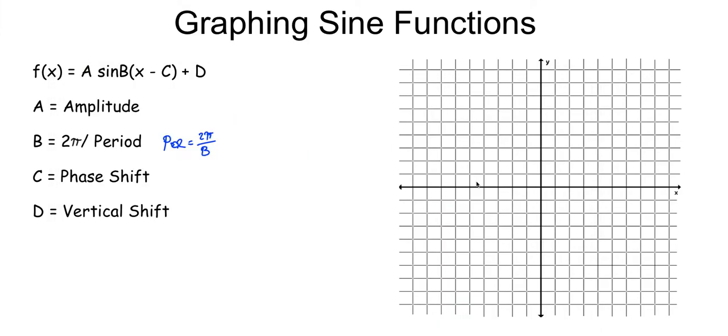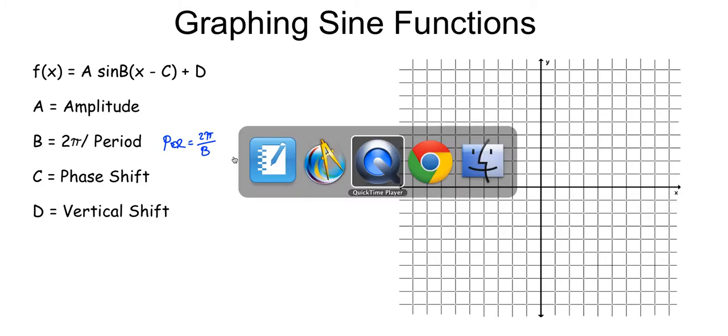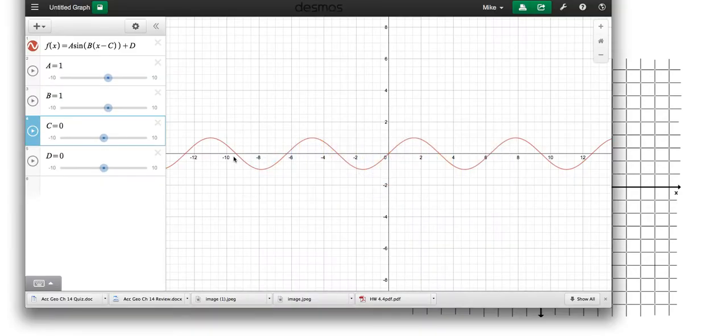So one of the ways that we can look and play with this a little bit to get a better idea of what these look like is using a website called desmos.com. So here I've typed in the function f of x is equal to a times the sine of b times x minus c plus d. And this is what a full sine graph looks like. And it just continues on forever.